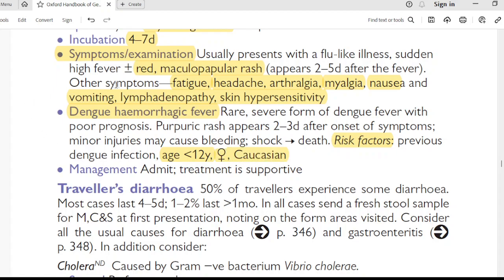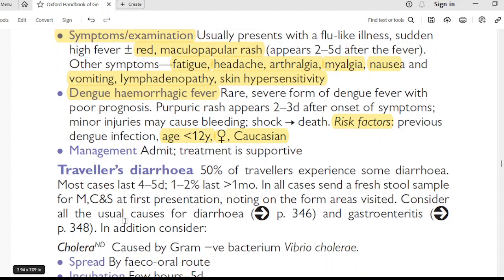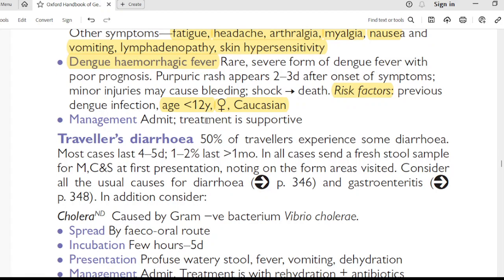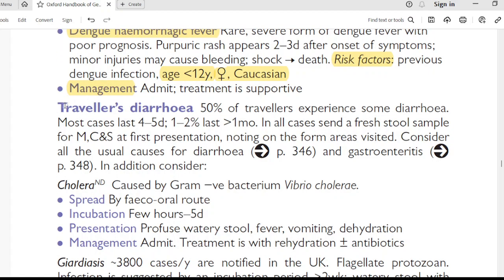So this is dengue hemorrhagic fever. Rare and severe form, poor prognosis. There will be a purpuric rash appearing 2 to 3 days after onset of symptoms. Minor injuries may cause bleeding, shock or death. And risk factors would be previous dengue infection, younger age, and females and Caucasian. Management: admit, treatment is supportive.